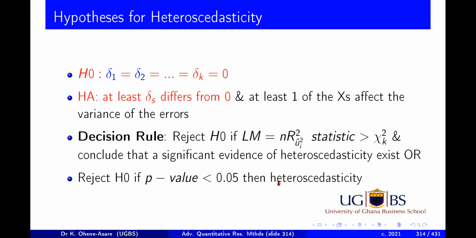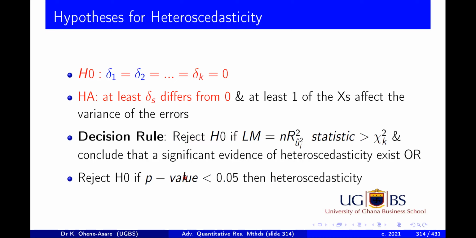Now, the best way to understand this is when the p-value is less than 5%. So when the p-value is less than 5%, what it simply means is that we have a situation where there is heteroscedasticity. So heteroscedasticity is there when the p-value is less than 5%.